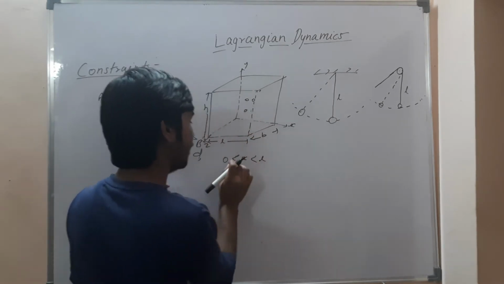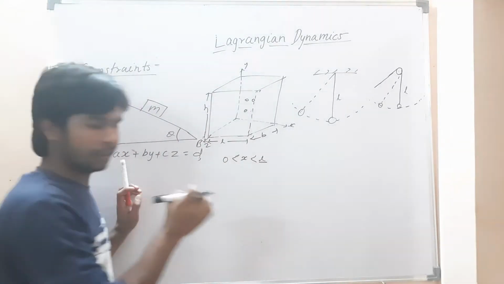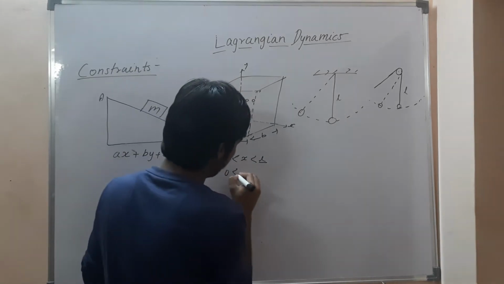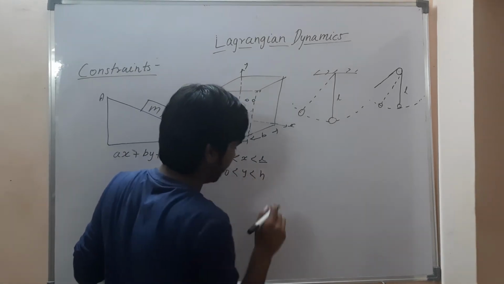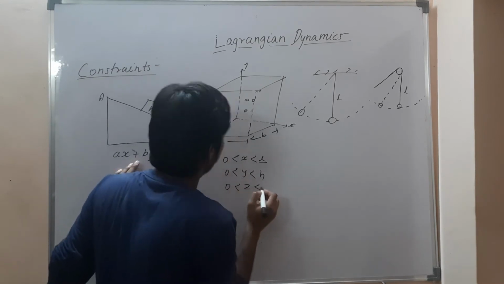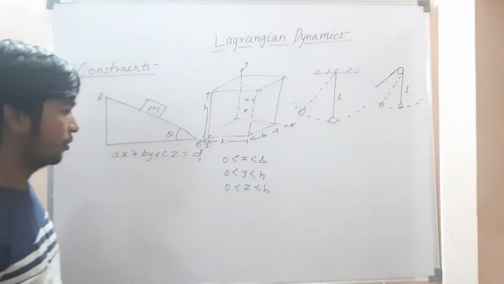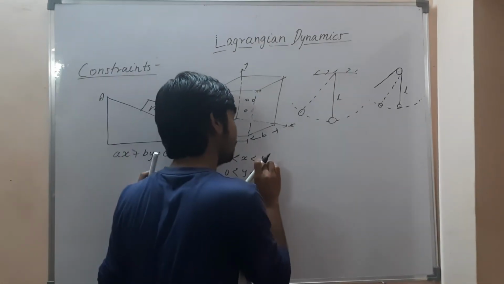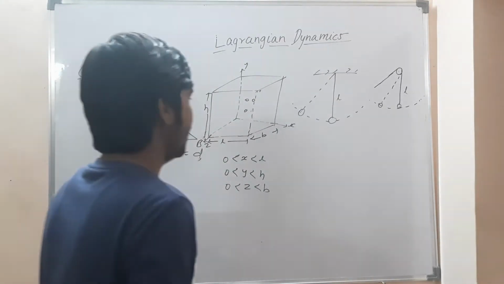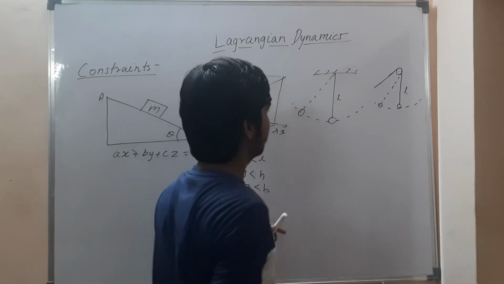So the particle will be in the x-axis between 0 and L. If I say the y-axis, then H is there, so similarly it will be H. And if we see the z-axis, then we can say B. Like this we can define. So this is what we can say about this type of constraint, an example of a constraint. Now we will go to example number 3.